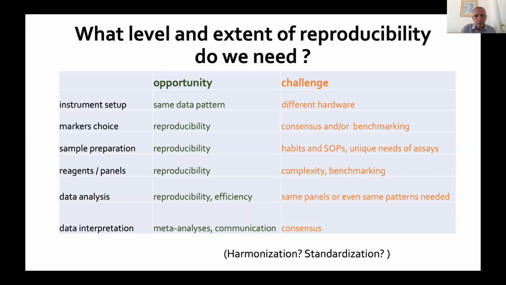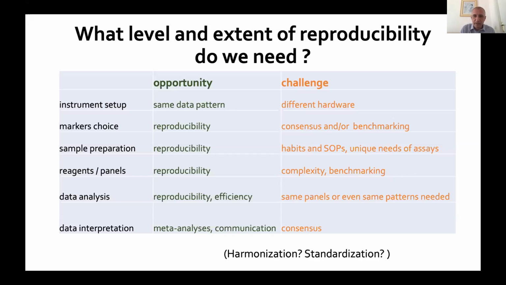We can do a common marker choice that will allow us to reach much higher reproducibility in our results. However, we will be challenged by the need to make a consensus or perform some benchmarking if there is no consensus on particular markers, but we want to make sure which one is the better marker for that given purpose. For sample preparation, the opportunity is that, again, we will get reproducible measurements.